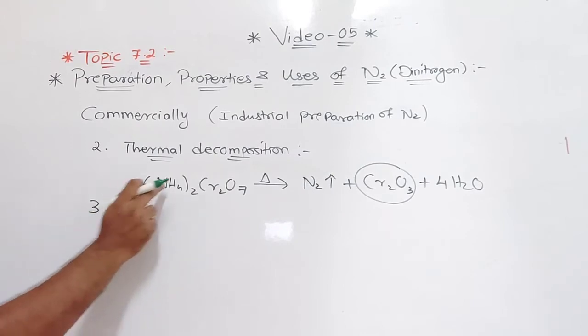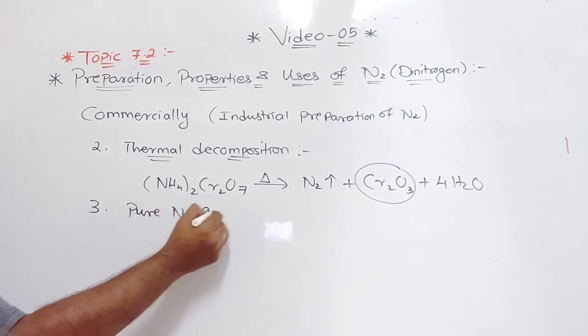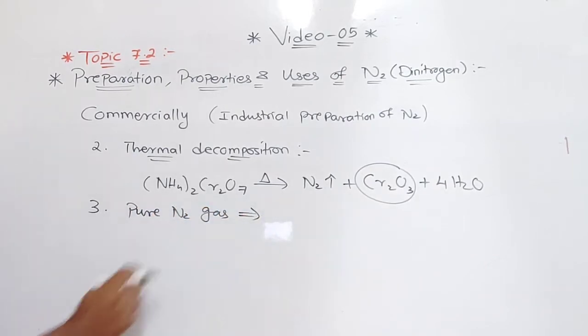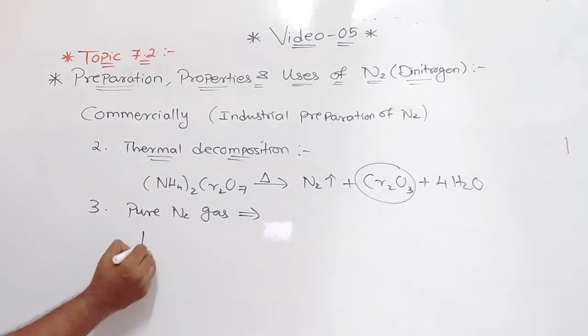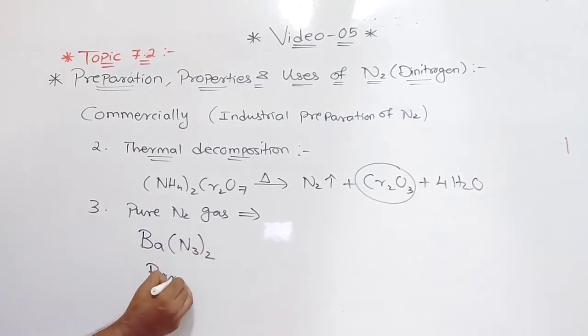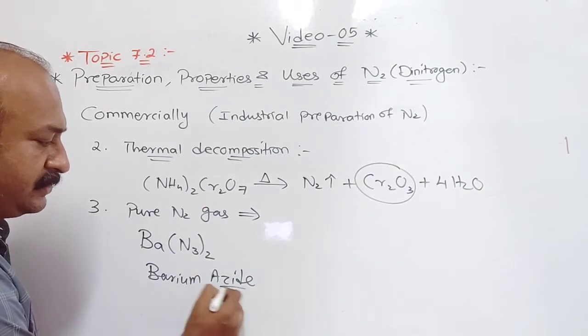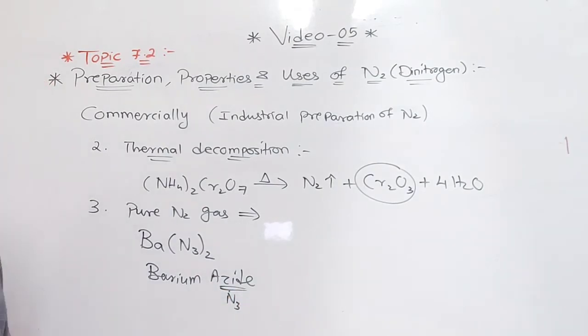Now, the third method, also thermal, because of heating. This is for preparation of pure N2 gas. Barium azide is used. Barium azide is Ba(N3)2. Azide is the word used for N3. Understood? This will come in your further organic chapter, amines, where you will study it.